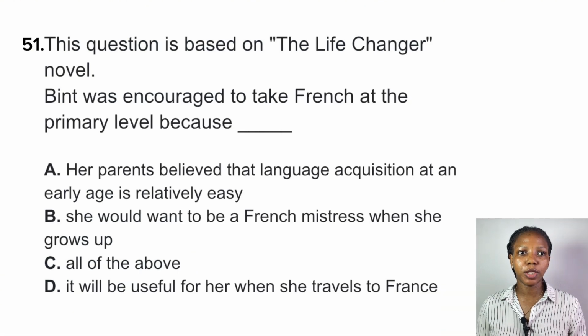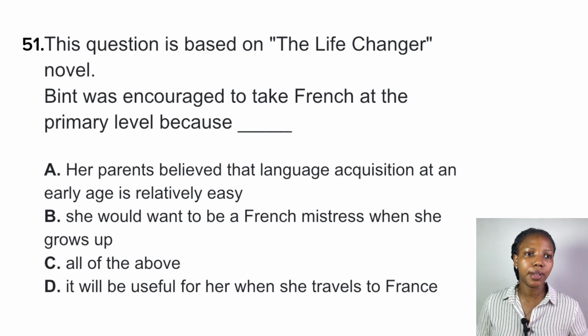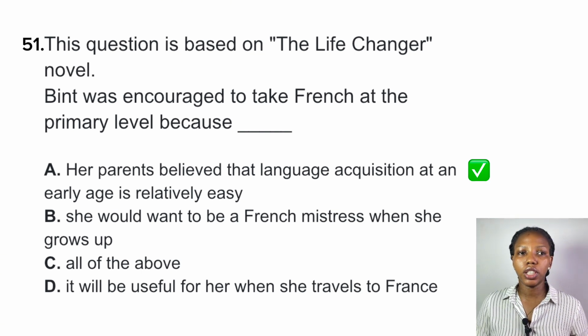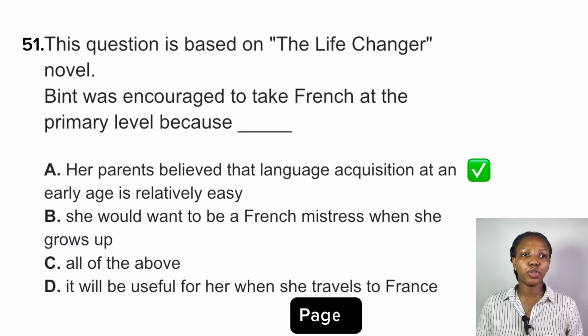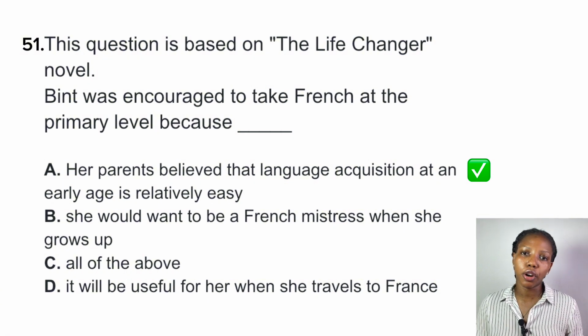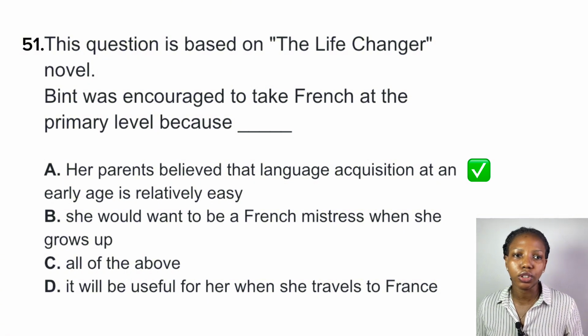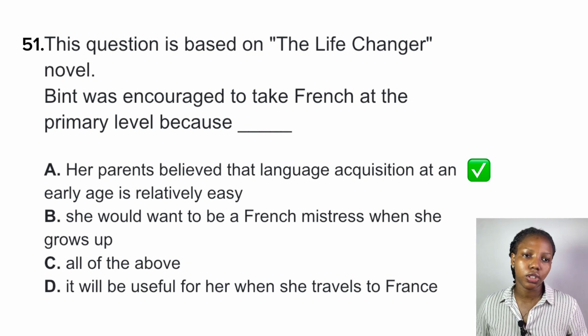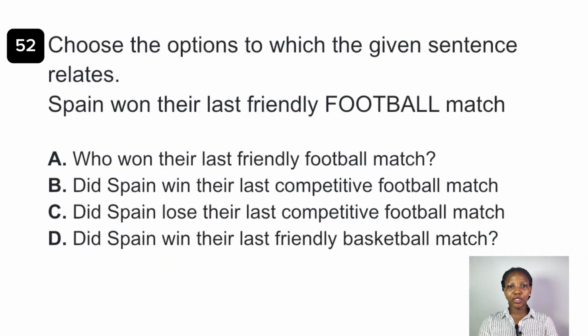51. Now this question is based on the Life Changer novel. Bint was encouraged to take French at the primary level because dash. So the answer to this question is option A, and we can find this on page 1. French was an optional subject, but parents encouraged it because it requires minimal effort. It is easier to acquire a new language at an early age. So the answer to this question is option A. Question 52.